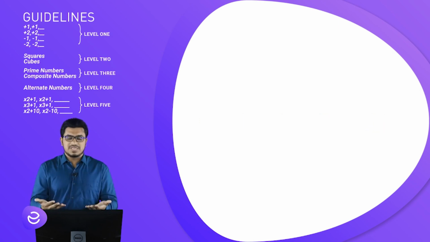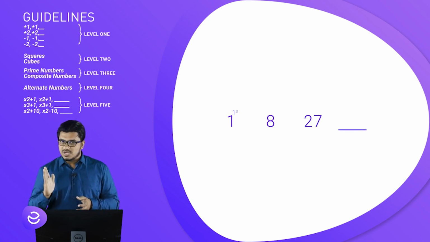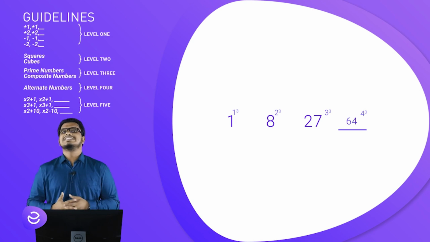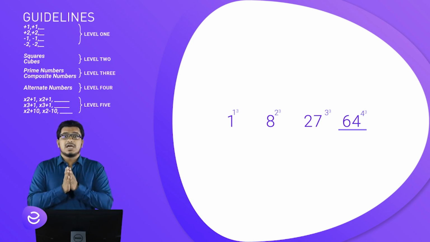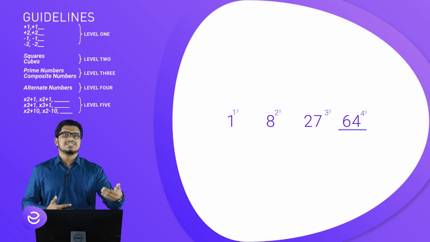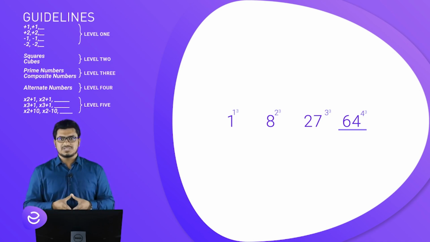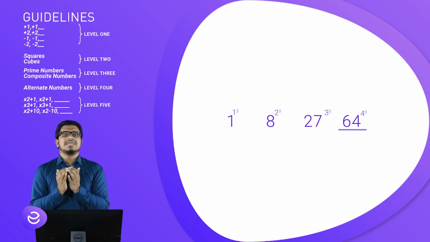Okay, same thing, we will talk about cubes. 1, 8, 27, dash. So 1 is actually 1 cube, 8 is 2 cube, 27 is 3 cube, so the next one will be 4 cube, which will be 64. The reason why we put squares and cubes as a level 2, a little more complex question, is that by seeing the question you have to identify whether it is a square or a cube.